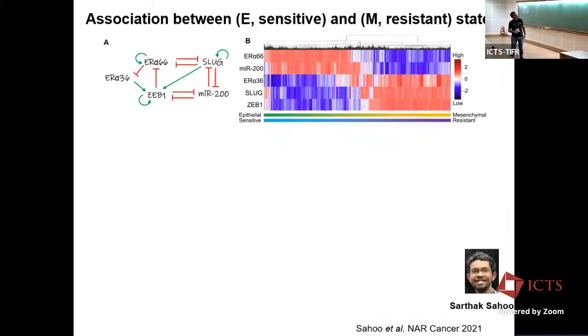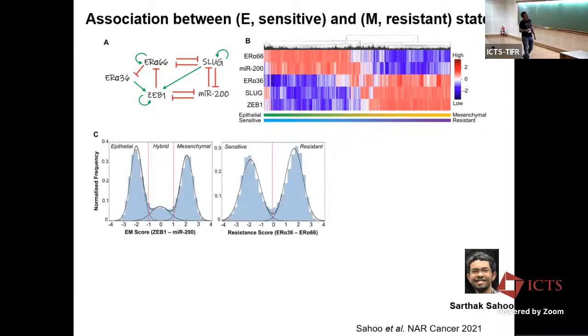So again, what we did is identify a minimal network, simulate it, generate this so-called in silico heat map, and show that you can actually see 3 peaks in terms of EMT, and 2 peaks in terms of resistance.